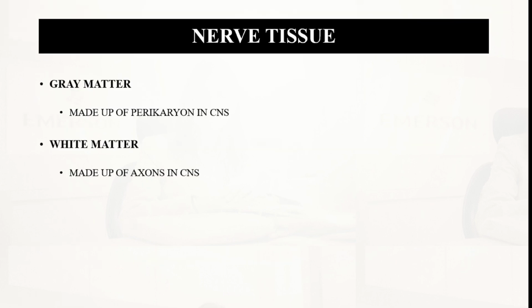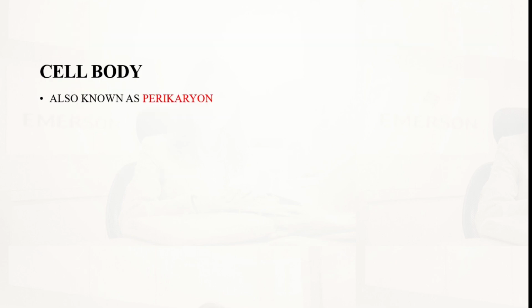Then the nerve tissue can have the gray matter, which is made up of perikaryon in the CNS, and you have the white matter, which is made up of axons in the CNS. That's the nerve tissue.